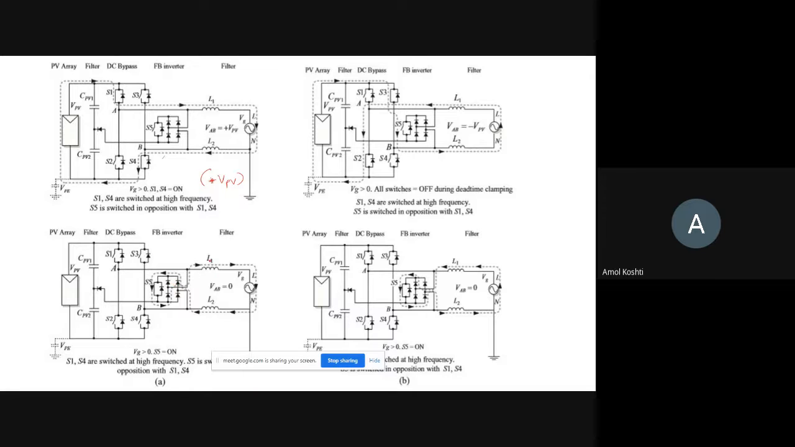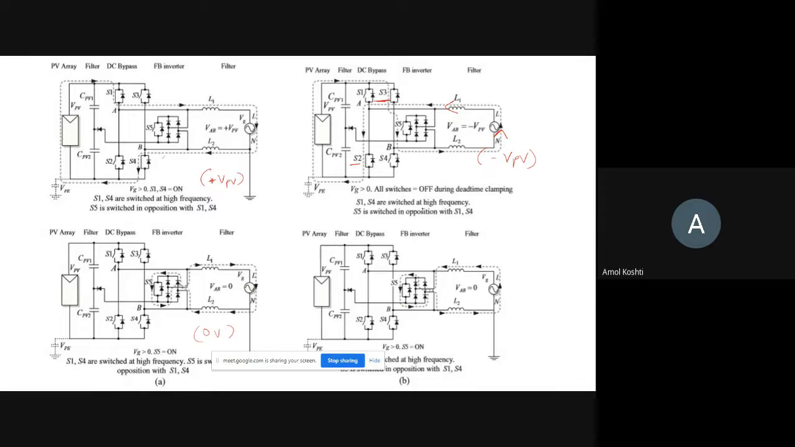Whatever energy is stored in the inductor filters is simply discharged to this rectifier circuitry, and here the zero voltage is produced. Now, to again produce a negative half, they turn on the two opposite diagonal switches, that is S2 and S3. The current flows in the reverse direction, and here the minus VPV is produced.